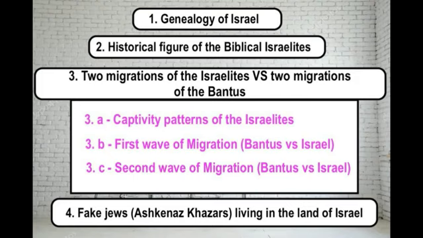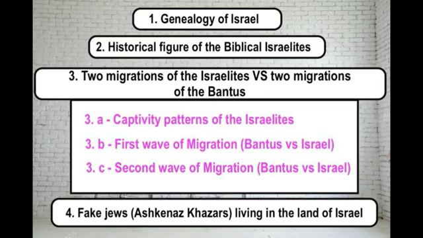In section number 3, very important, I'm going to explain the migration of the Israelites and the migration of the Bantu. And we're going to make a comparison. And what you're going to come to realize is that the so-called Bantu expansion is nothing else but the Israelite migration from Israel into Africa. And under the same section, we're going to talk about the various captivities that the Israelites have ever been into. And further down, I'm going to break down the first wave of migration as well as the second wave of migration of both Bantus and Israel.